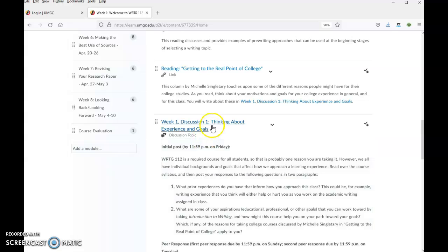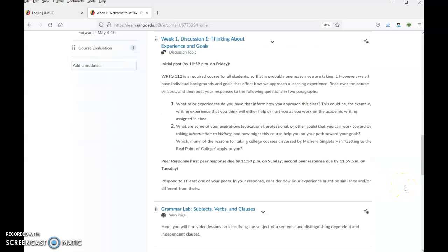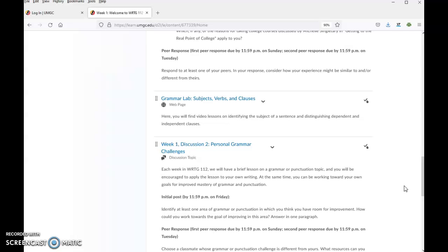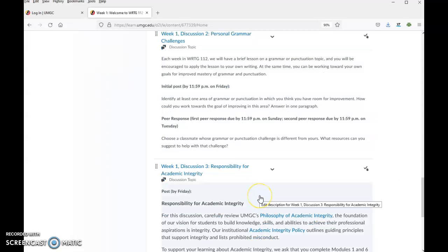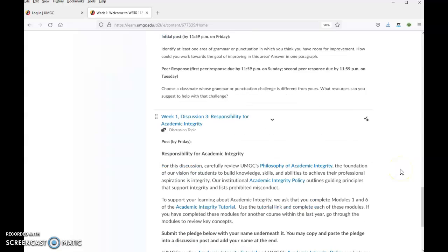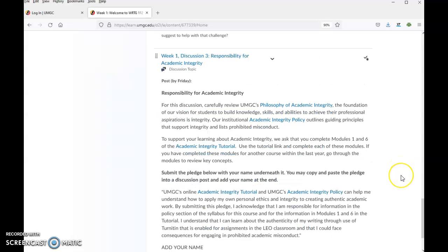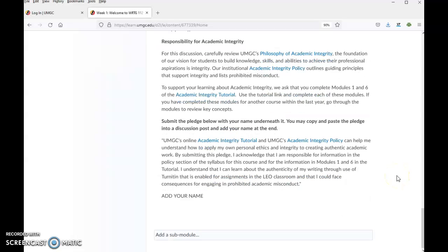Your discussions are here. You want to post by Friday, reply to a classmate by Sunday, and another one by Tuesday to get full points for that. And there's a grammar lab. There are 3 discussions the first week. You usually have 2. The third one's just an academic integrity overview, so that you know how to present your work in your own words and how to credit sources correctly.